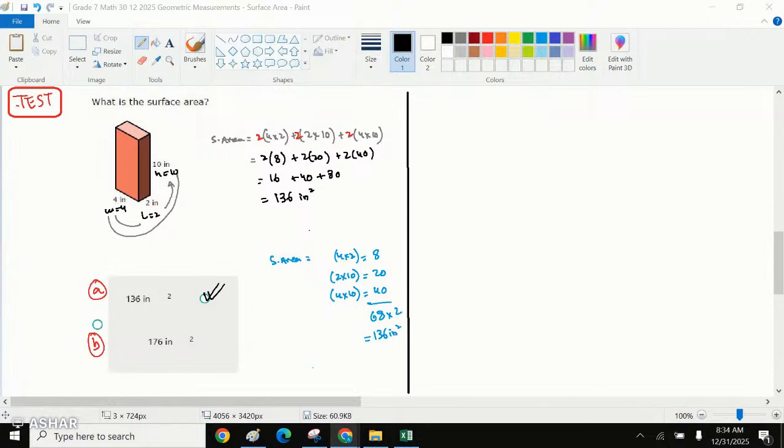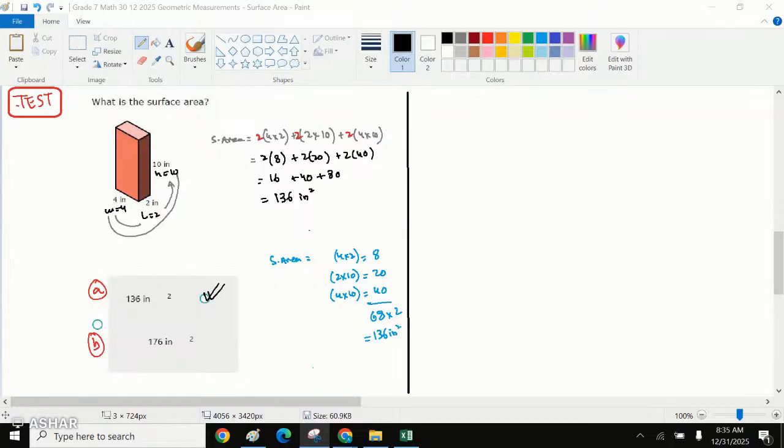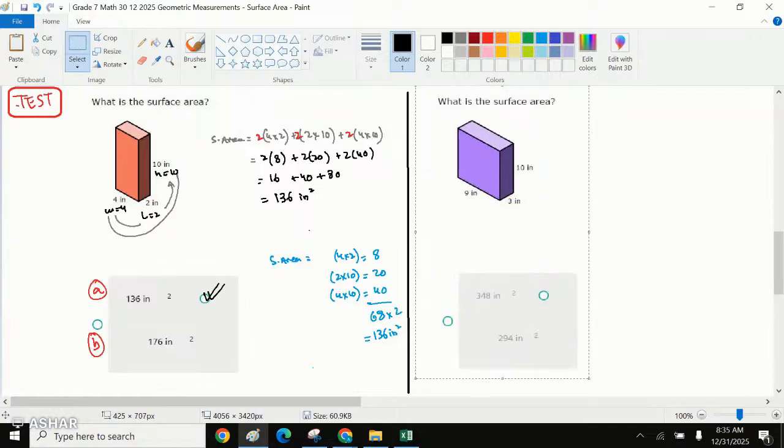Okay. The next question we have is, what is the surface area? Just give me a minute. I'll just copy this question. The next question we have is, what is the surface area of this given shape? This is question number 2 from the test. This was question number 1. This is option A. This is option B. Which option is correct?